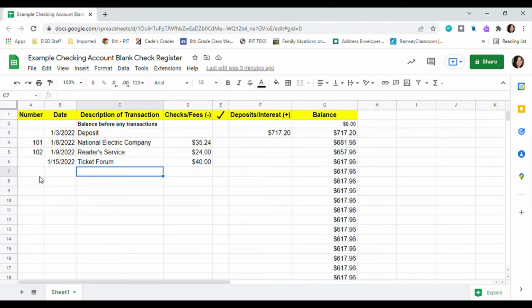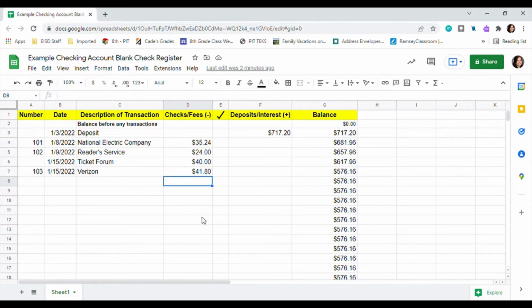All right, so I'm ready to put check number 103 into my check register. So to do that, in cell A7, I do have a check number this time. I'm going to put check 103. The date of that transaction is January the 15th. And the description is that it is to Verizon. And the amount of the check was for $41.80. And my balance is now $576.16. And I'm done with that transaction, ready to move on to the next one.